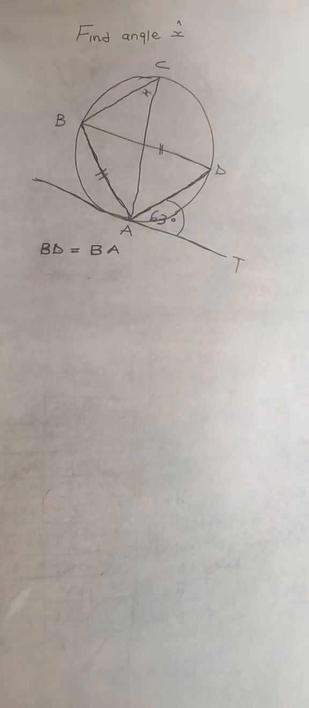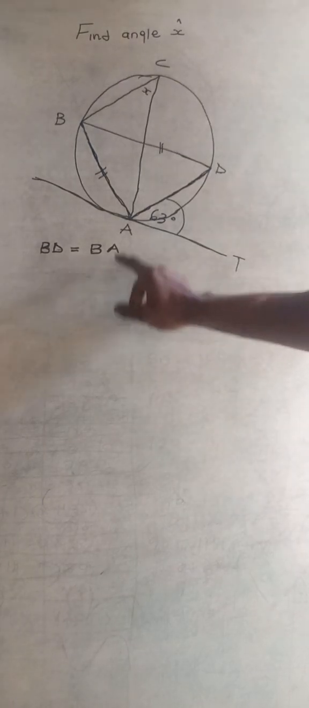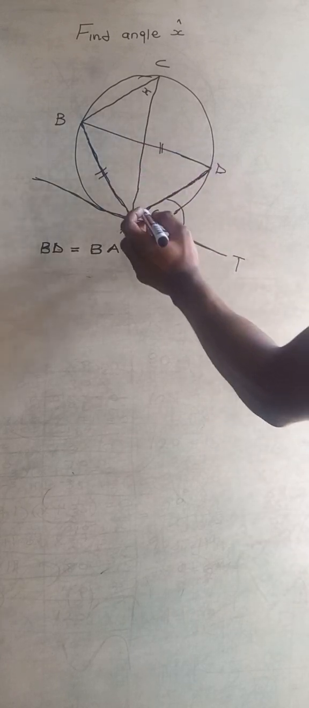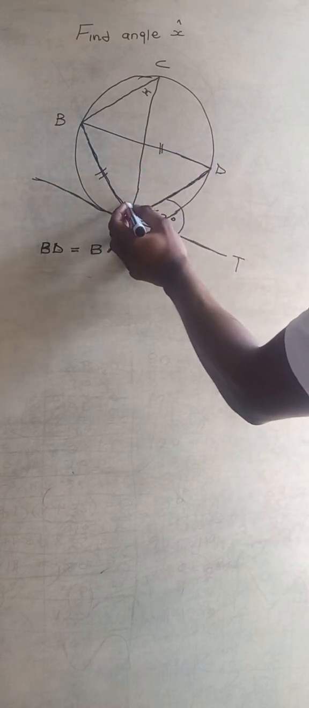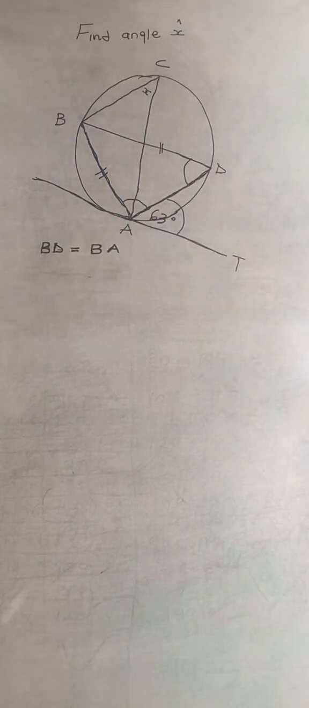Okay, guys, let's do this one quickly. We are expected to find the value of angle x. Let us look at our question. They're saying BD is equal to BA. If these sides are equal, we know that the base angles will also be equal. Therefore, this angle and this angle will be equal.